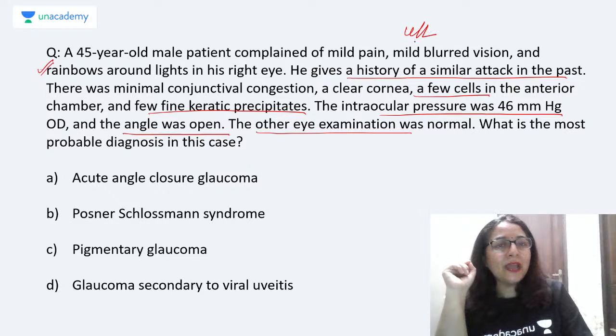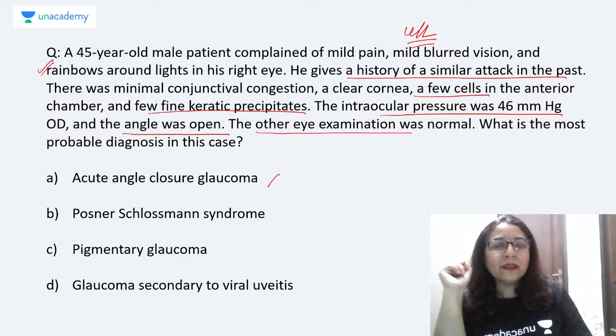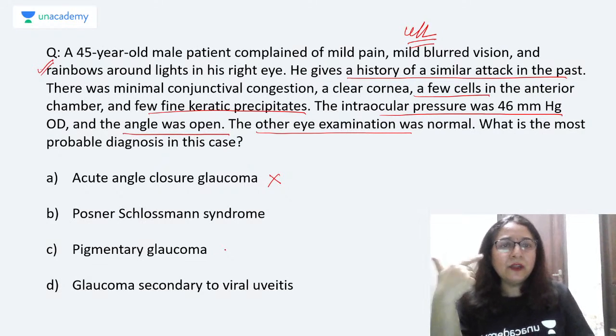So it is a unilateral involvement. So what is the most probable diagnosis in this case? It cannot be acute angle closure glaucoma because the angle is open. Pigmentary glaucoma again usually presents with pigment deposition and not with mild uveitis. So this is ruled out.